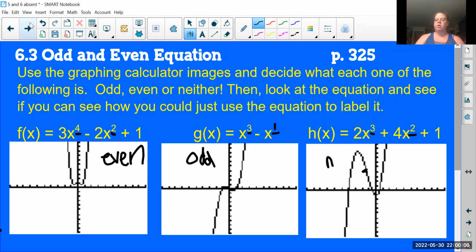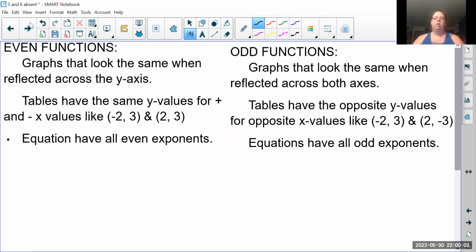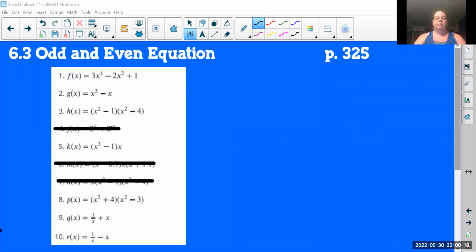An even function, if we're looking at the equations, has all even exponents. For odd, all the exponents are odd. And then obviously if it's a mix of even and odd, then it's neither. All right, so on the next page, what we practiced on page 325 was we looked at these and decided if they were even, odd, or neither. Looking at number 1, 4 and 2 are both even, that makes this even. When I look at number 2, 3, and this is technically a 1, both of those are odd, so this is odd.